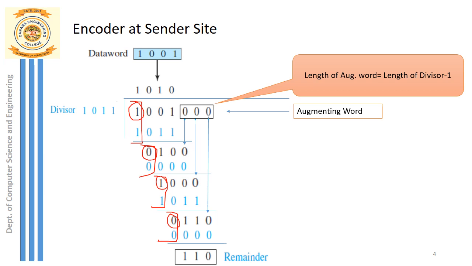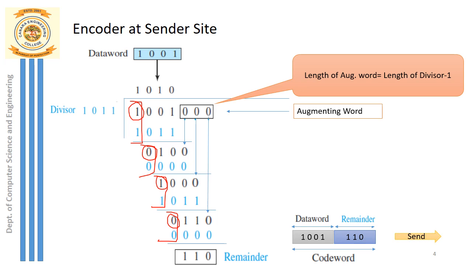Now we can get the code word with the help of the data word and the remainder. The code word is nothing but the data word 1001 and the remainder 110. So our code word is 1001110. This will be sent to the receiver side through the unreliable channel.